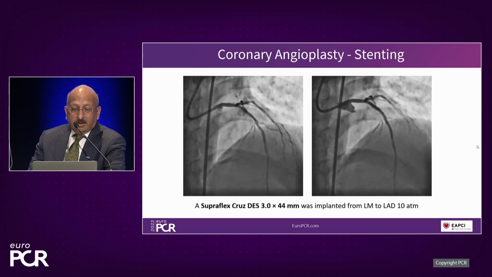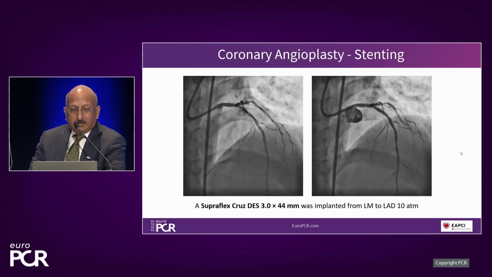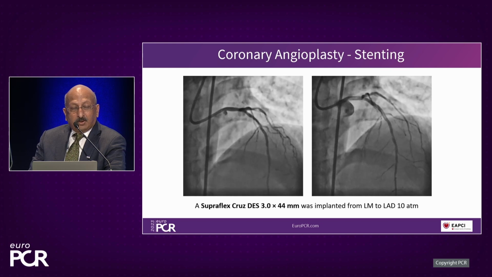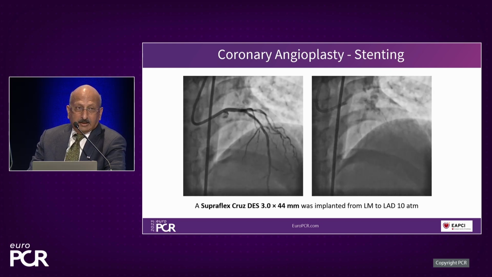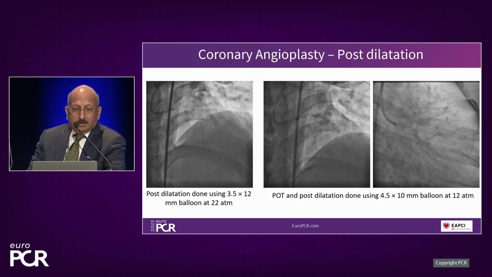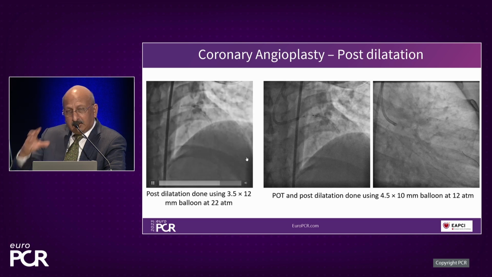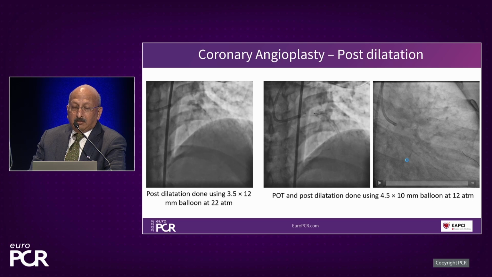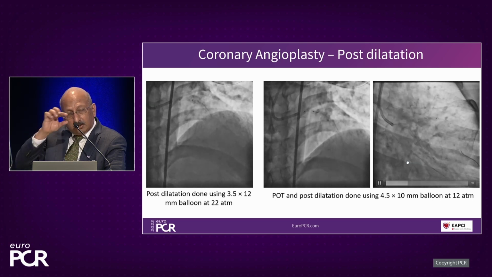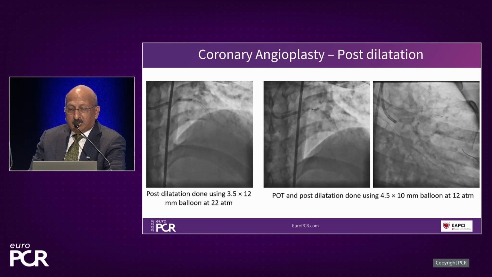And so that is why we had to take a stent which had good expansion limits. So we took a 3 into 44 Supraflex Cruz from the left main into the LAD. And you can see that we are doing a post-dilatation initially with a 3.5 in the proximal LAD, followed by a 4.5 millimeter balloon dilatation in the left main going up to the ostium.